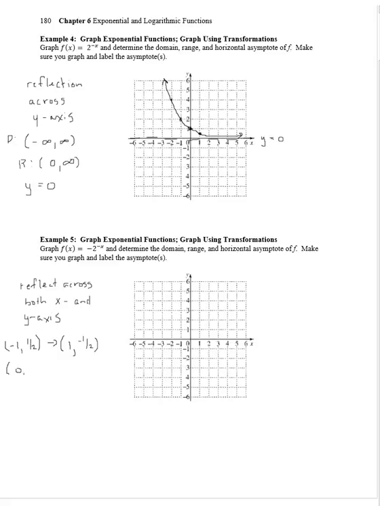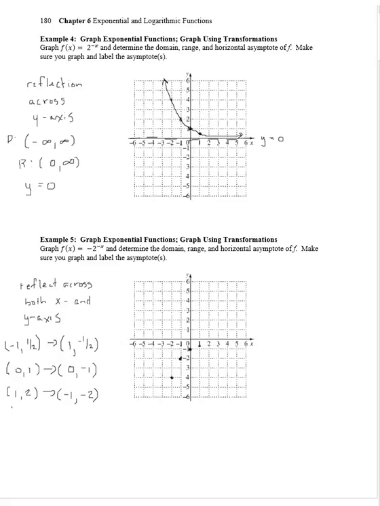The point 0, 1, reflecting across the y-axis, it stays 0, 1, but reflecting across the x-axis becomes 0, -1. And the point 1, 2 becomes -1 reflecting across the y-axis, -2 reflecting across the x-axis. So we have -1, -2, -1, 0, 0, -1, and 1, 1/2.